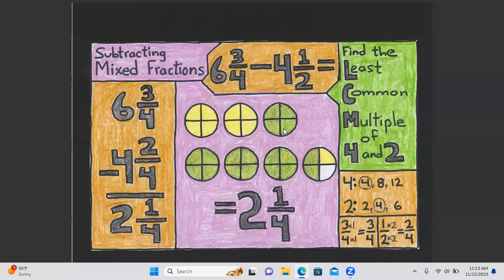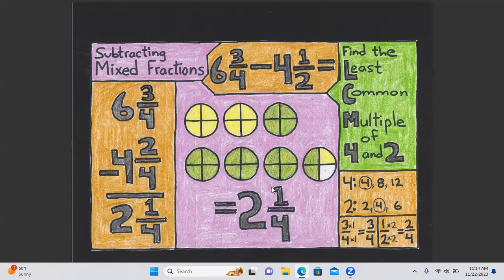So we're going to subtract this one right here, this one, this one, this one, and 2/4 or 1/2 of this one. And as you can see, we have 2 bright yellow circles with 1/4 of a yellow circle remaining, which means that we have 2 1/4.